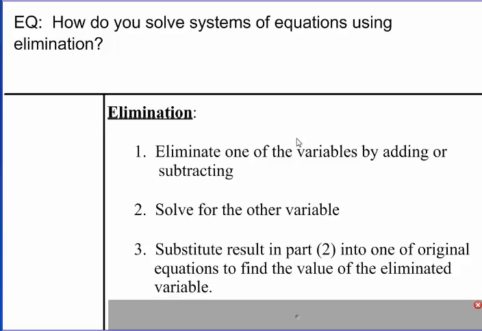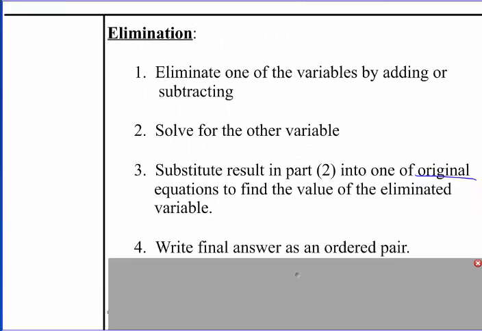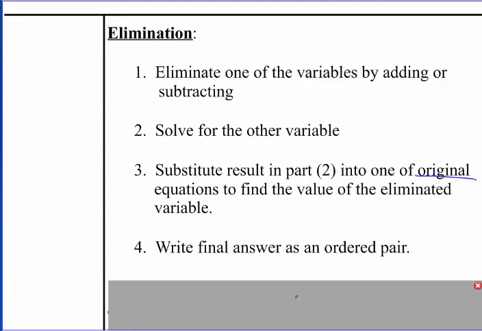Then we will take the value that we found, plug it back into one of the original equations to find the value of the variable we eliminated originally. Okay, so by the time we're done with step 3, we will have both values for both variables. Don't forget you're substituting in the original equation. And then write your final answer as an ordered pair.